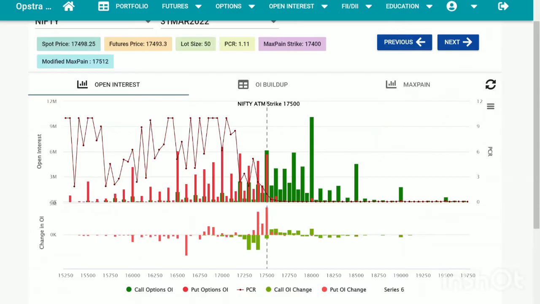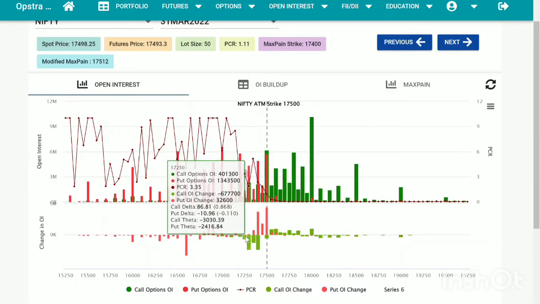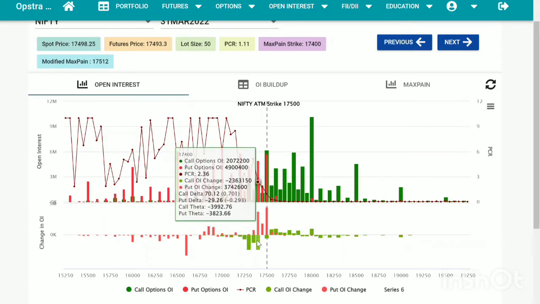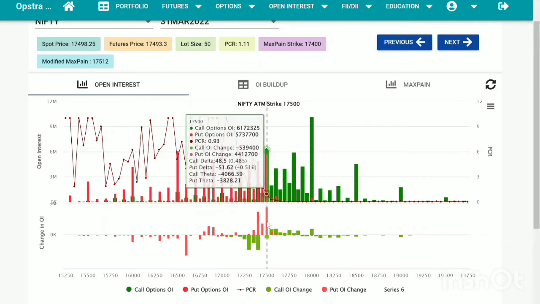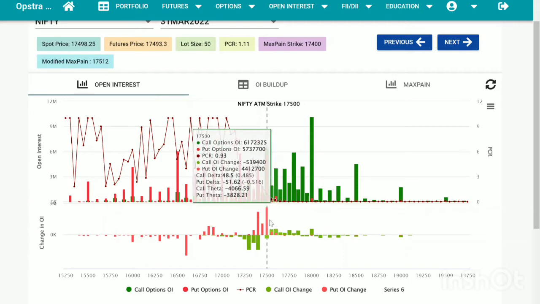If we look at the open interest analysis for Nifty, what we are observing is green candles on the downside, which suggests that a lot of short covering happened today. Okay, and if we see here, red bars on the upper side indicate that put writing happened. So we can see at 17,500 lots of put writing happened.